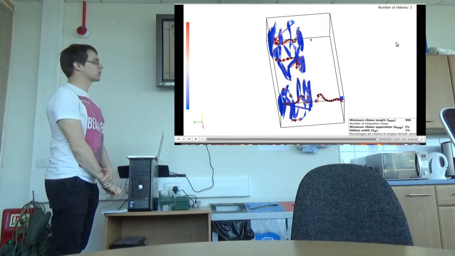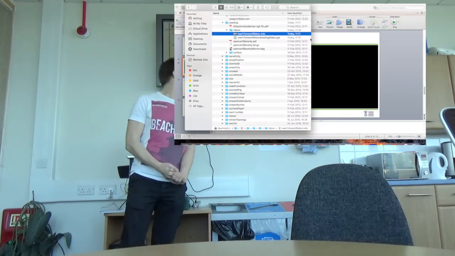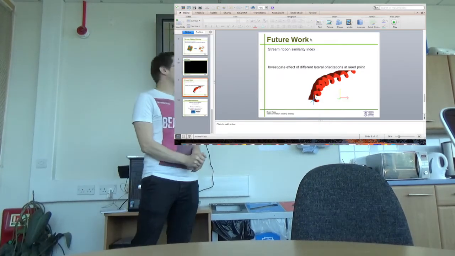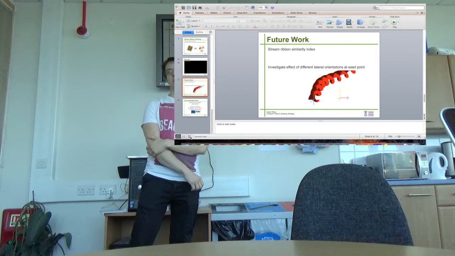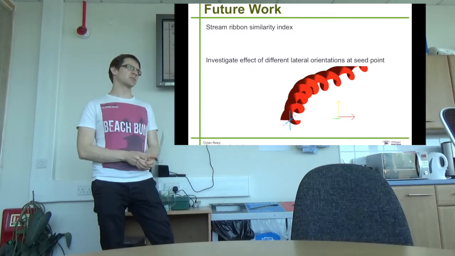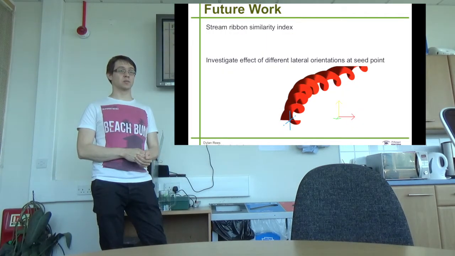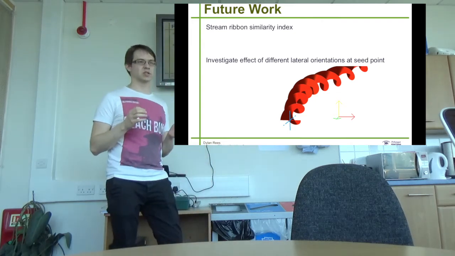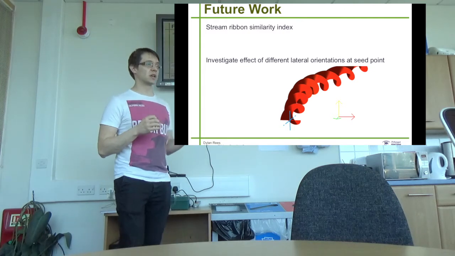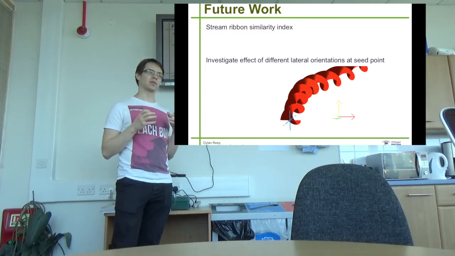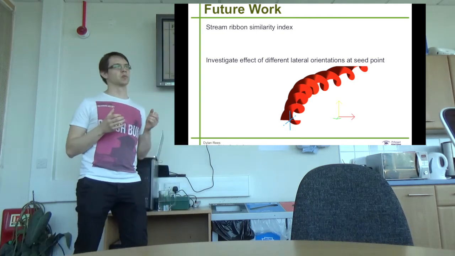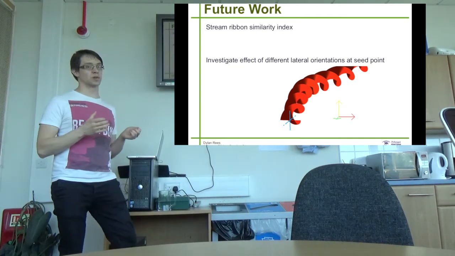I'd like to then move on to our future work for our project. We hope to work on a stream ribbon similarity index next. This is built on something that already exists with streamlines, where the properties of streamlines are measured with the aim of reducing the number of streamlines, so you can have a proper representation of a flow with a minimal number of streamlines. We'd hope to repeat this with stream ribbons.